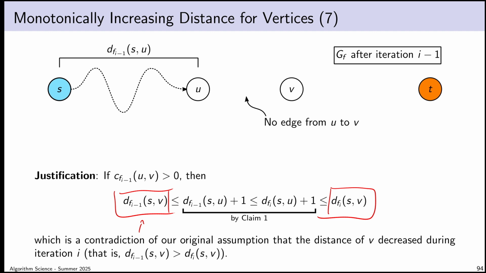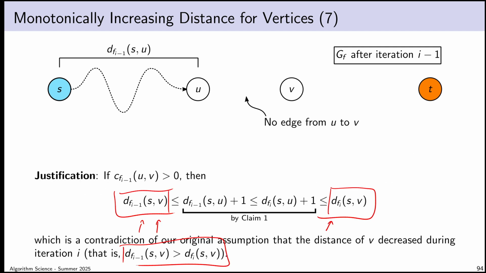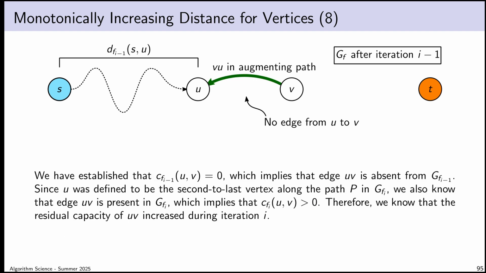And that's a contradiction, because my original assumption was that the distance went down, and this is showing me that the distance didn't go down. Okay, so claim 2 therefore must hold, because my original assumption was that the distance went down. And if there was an edge from u to v at the end of iteration i minus 1, the distance didn't go down. So what we've established is that the residual capacity from u to v is 0 at the end of iteration i minus 1, which of course implies that there is no edge between u and v in the residual network at the end of that iteration.